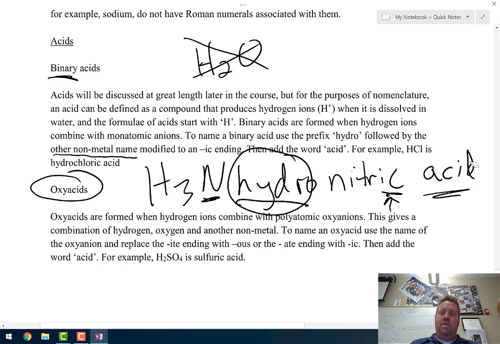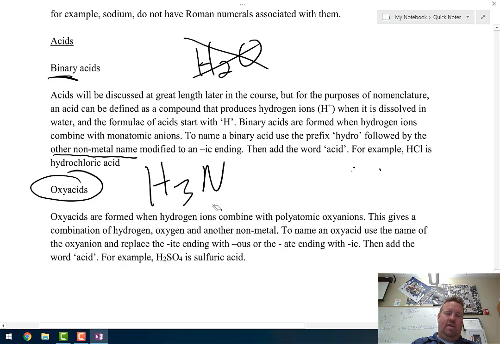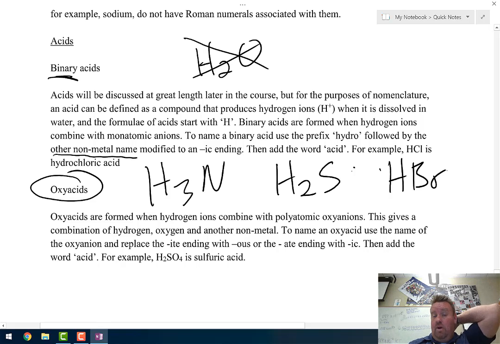Okay, now before we talk about oxyacid, let's go back to, even right here, the H3N and the H2S, and we can even put HBr. Notice that each one of those acids has a different number of hydrogen atoms attached to it. It's kind of like an ionic compound, that when you deal with an ionic compound, you have to cancel out the charges. Well, with acids, it's the same thing.